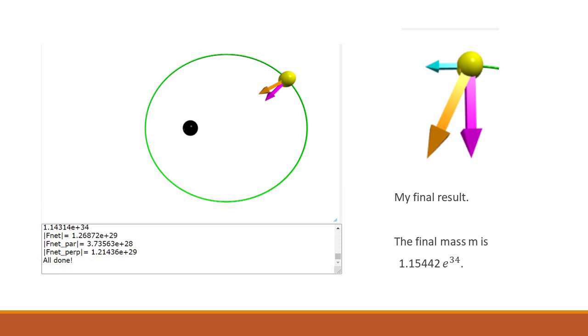I was given a list of masses that could be determined at every point, and I had to input it into a Google Doc and take the average of it. So my final mass was 1.15442 times 10 to the power 34.